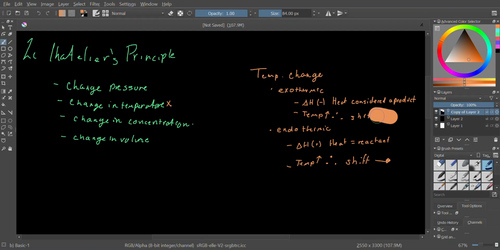So, oh my god, I keep forgetting to turn on my eraser, and that's on me.